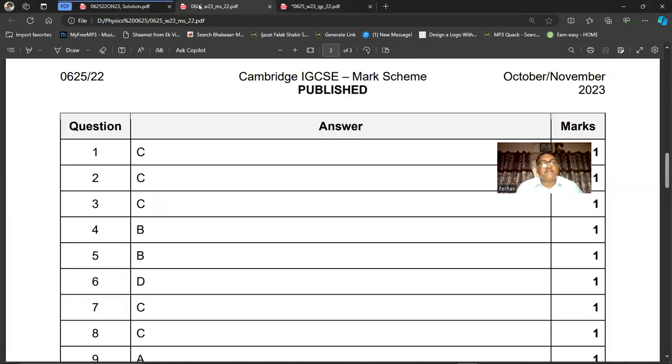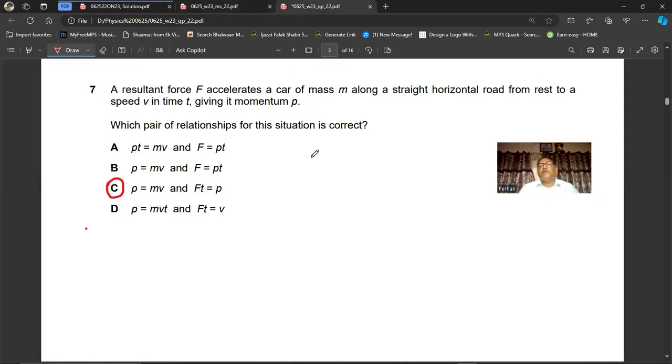Let's check. Question number 7. C is the right answer. Once again, I'm telling you that I just made a mistake and the option is C. The momentum is mass multiply velocity and the momentum is force multiply time.